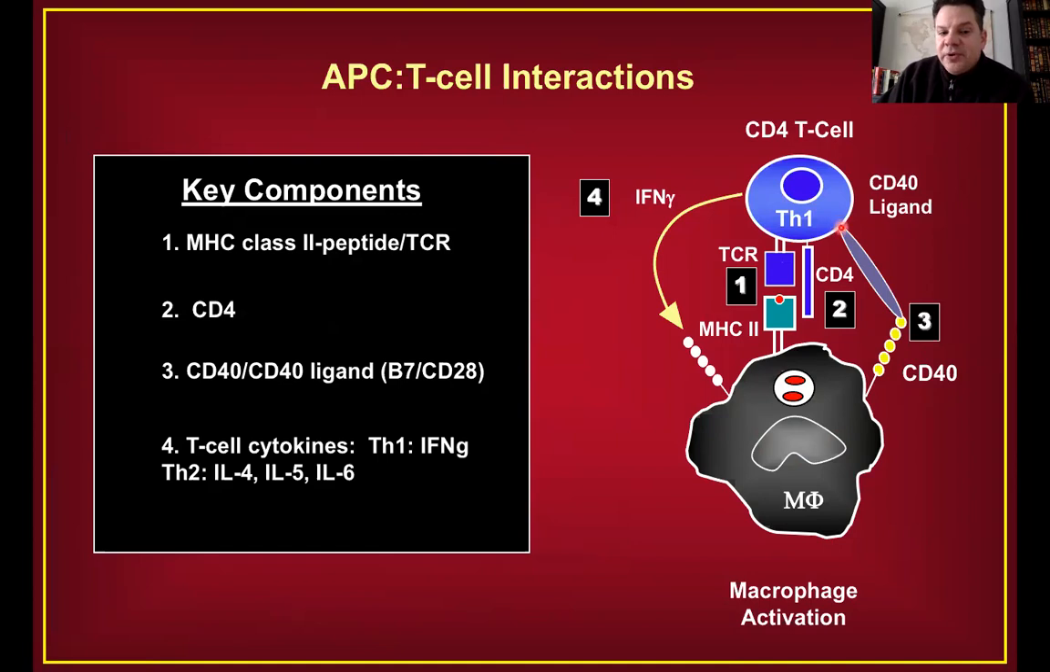Now you have that important co-stimulatory signal. That's number 3. This will be CD40, CD40 ligand. Other ones are B7 and CD28. You need this. If you don't have 1, 2, 3, you're not going to get a functional response. And the fourth thing you need is this cytokine signal. It's the fourth real thing that drives home this activation. In this case, to activate a macrophage, you're going to use interferon gamma.